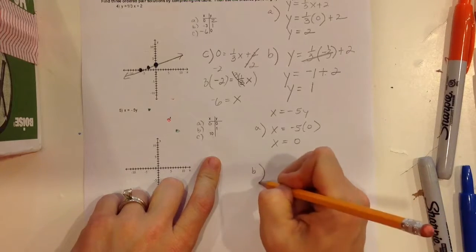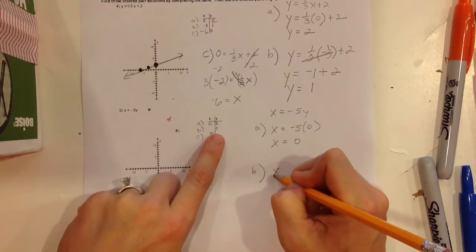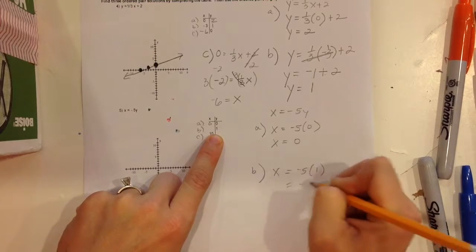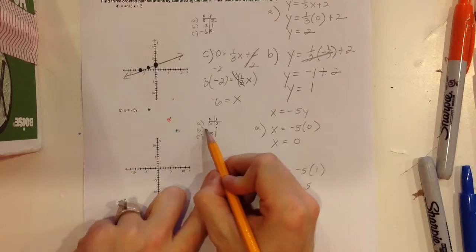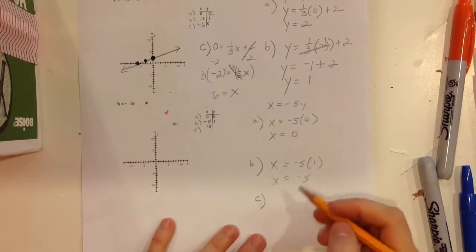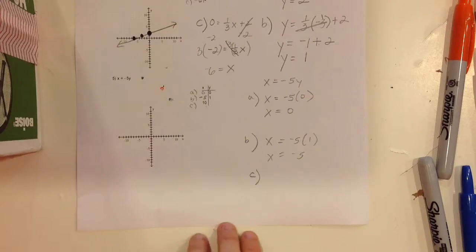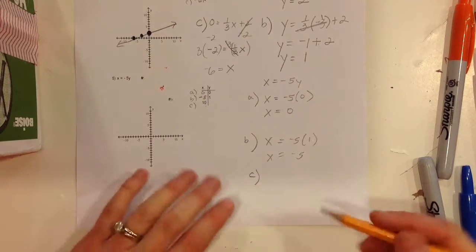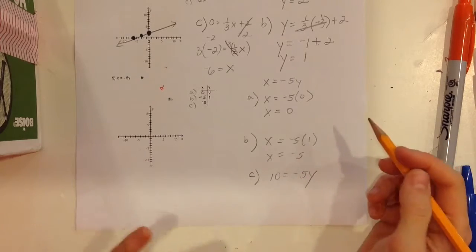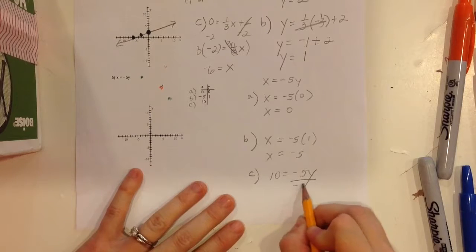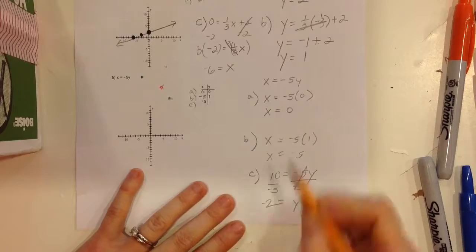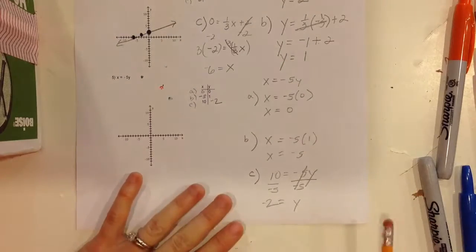For my second one, they want me to substitute when y is 1. So x equals negative 5 times 1. So x will be just negative 5. This one seems to be pretty easy. I like this one. And then for the last one, C, they want me to substitute when x is 10. So when x is 10, negative 5y is what I have left on the other side. I need to divide both sides by negative 5, and that means y will be a negative 2. So this one ended up being a pretty easy problem.